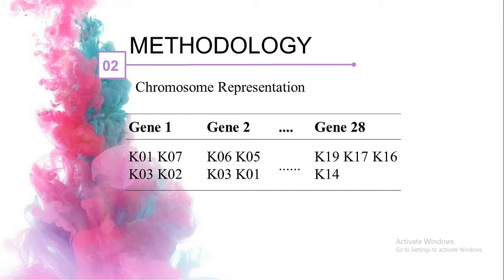In this picture, you will see the chromosome representation. K01 code represents the employee with ID K01. So, in this picture, each shift will have at least 4 employees. For example, gene 1, we have K01 employee, K07 employee, K03 employee, and K02 employee.